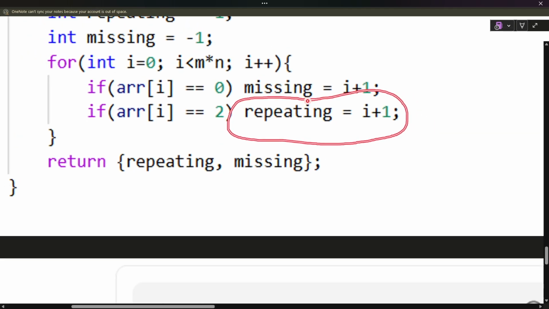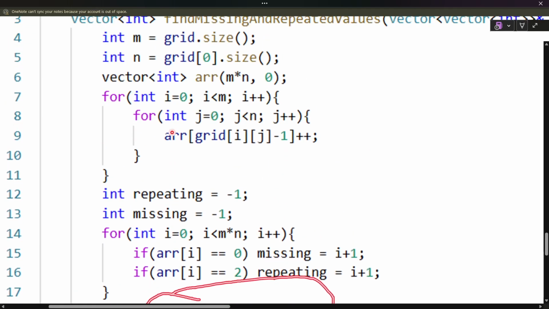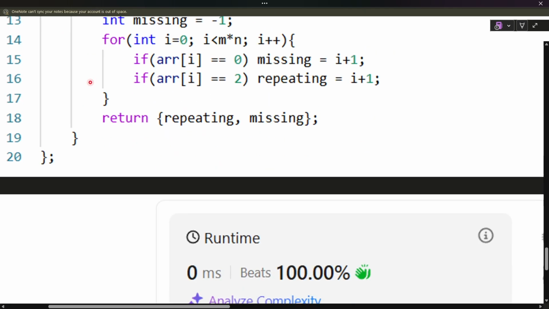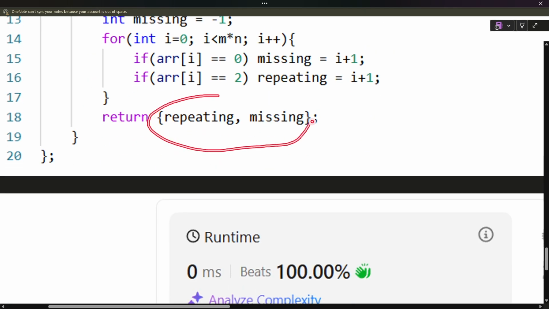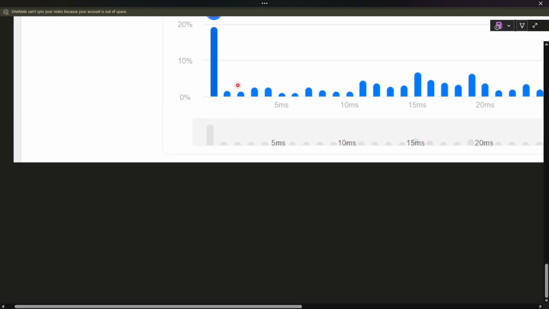And at the end, what we have to return? We just have to return the repeating and the missing number, in vector form. So we have written it in the vector form. And as you can see, it's running fine. So that's all for the solution.